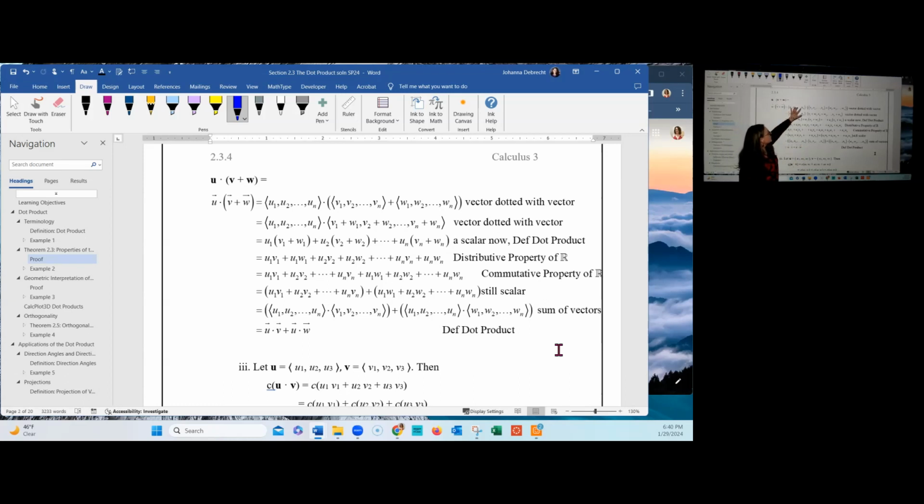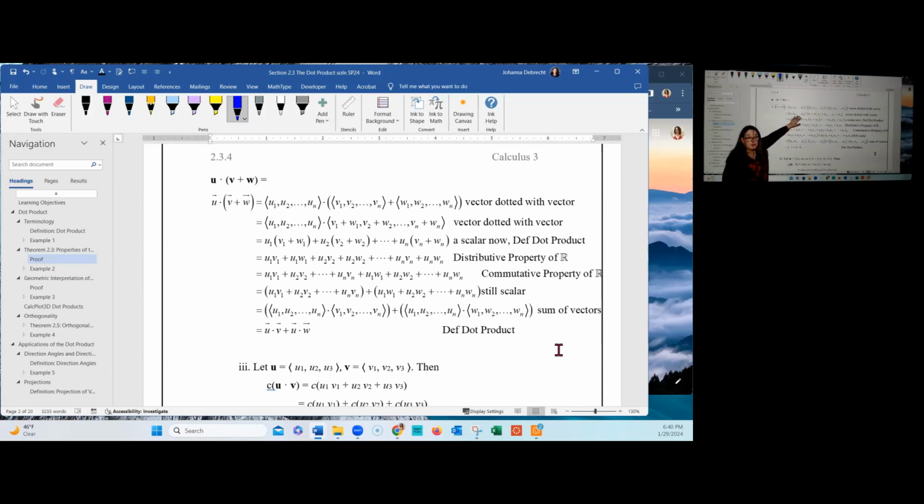So the first thing we're going to do is take a vector dotted with a vector. The first thing we do is what's in parentheses, which is to add the second 2 vectors together. So we have v plus w. So we add v1 plus w1, v2 plus w2, all the way to vn plus wn. Now, the next thing we want to do is take the dot product of these 2 vectors, so the vector u with the vector that is the sum of v and w.